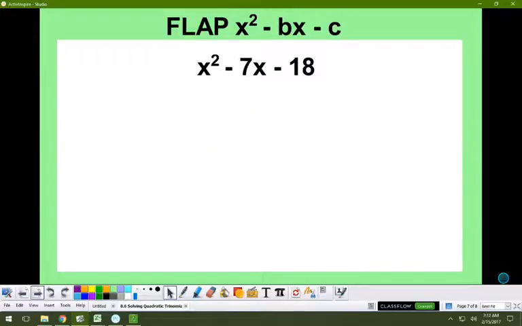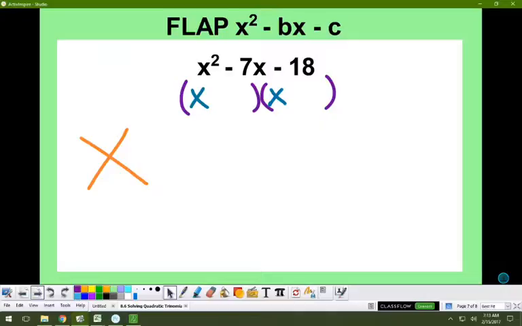Okay, this is the last example. We have x squared minus bx minus c, and the example is x squared minus 7x minus 18. So we're still going to set up our two sets of parentheses to start. And the two terms that multiply to get x squared will be x and x. I'm going to put my x over to the side.